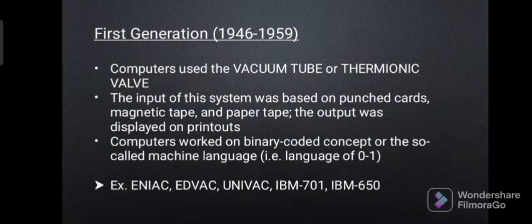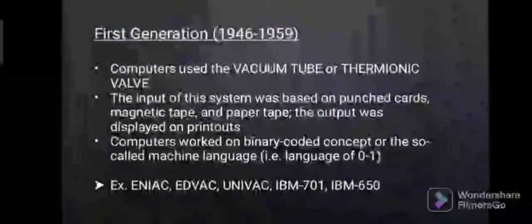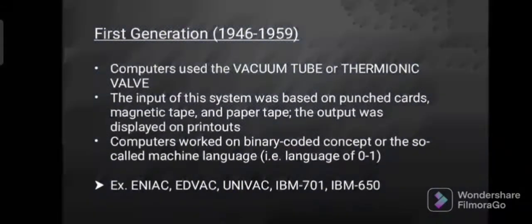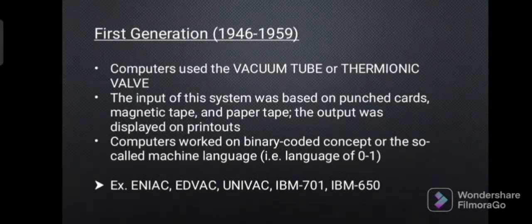First generation. Computers used the vacuum tube or thermionic valve. The input of this system was based on punch cards, magnetic tape, and paper tape. The output was displayed on printouts. Computers work on the binary coded concept, the so-called machine language. Examples are ENIAC, EDVAC, UNIVAC, IBM 701, and IBM 650. The ENIAC was the first electronic general-purpose computer.